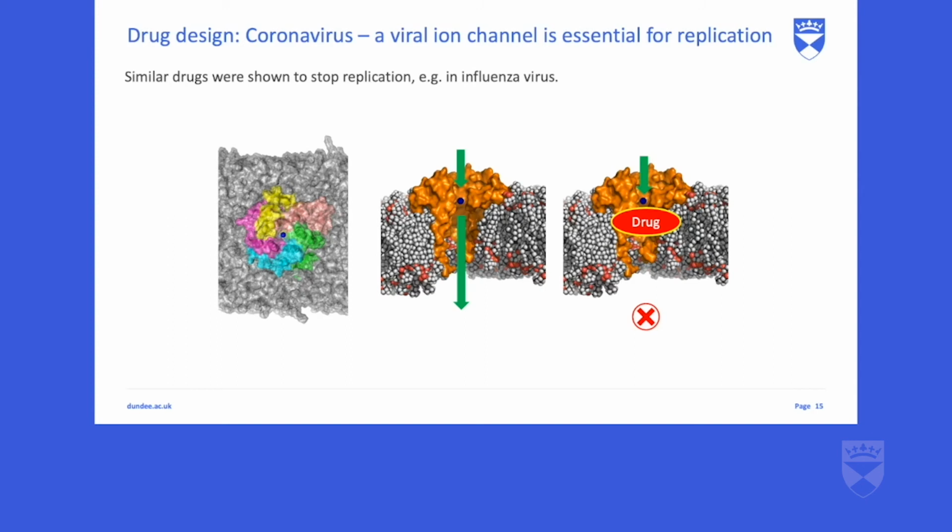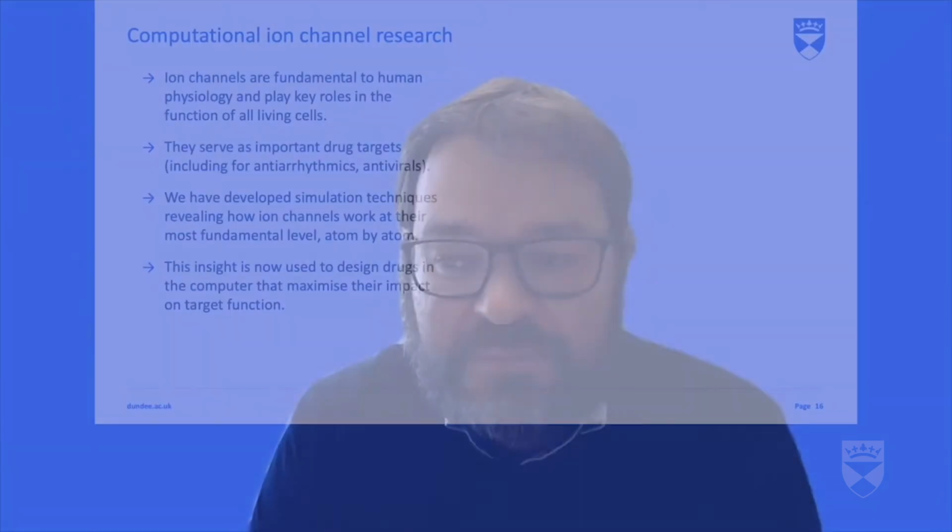Similar drugs were shown to inhibit replication of influenza virus. In fact, the first known antiviral drug targeted the ion channel of influenza. In coronavirus, this channel is known to show very little mutation in contrast to other viral components, which makes it a very suitable drug target.